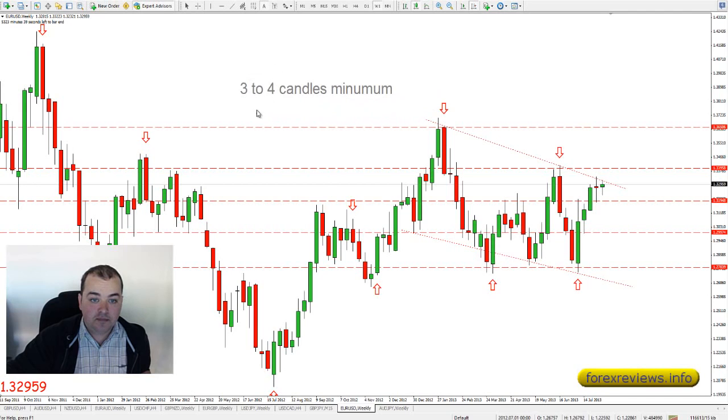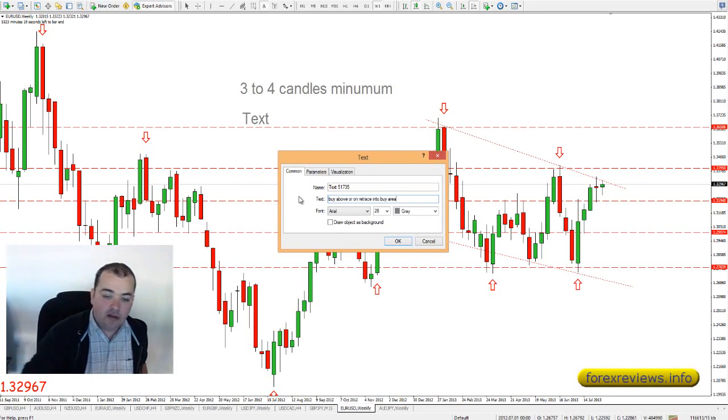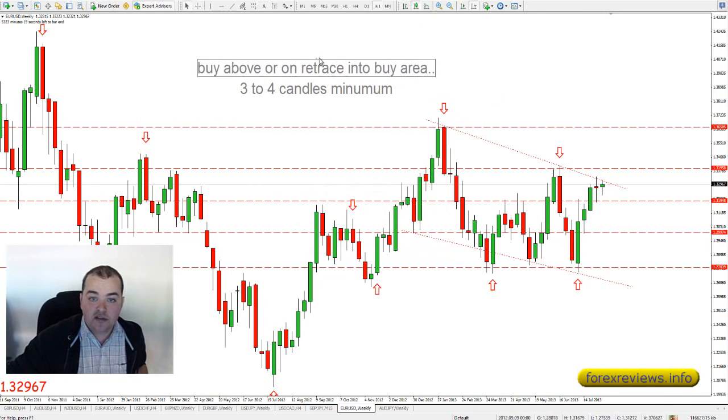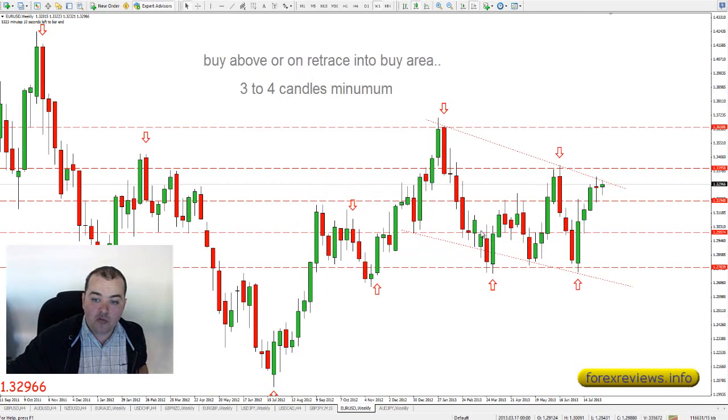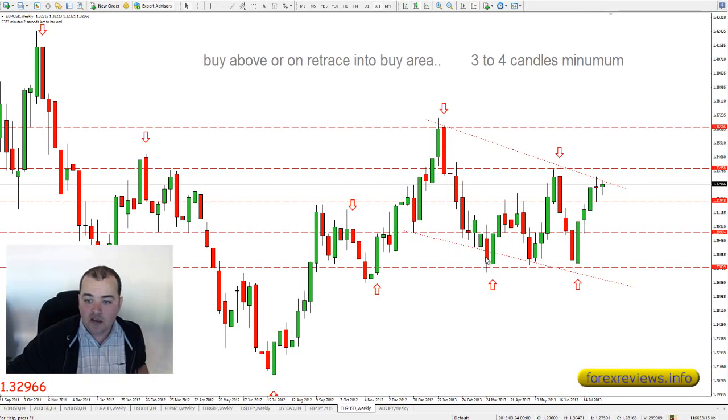Let me write it down. Buy above or on retrace into buy area. Okay, and I'll explain that in my future video on how to trade these. So you're either buying above the candle or you're buying on a retrace. All right, so these are my rules. I'll just put these up here. And as you can see, this is a very interesting candle.